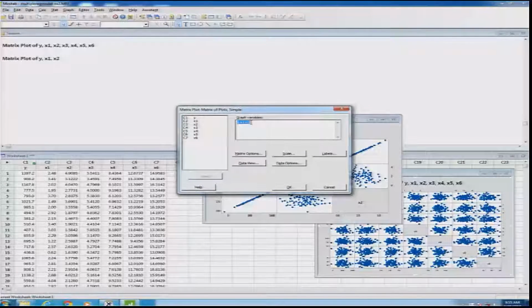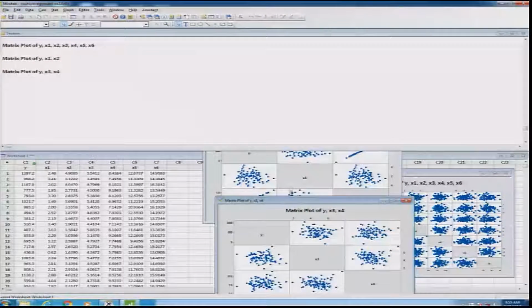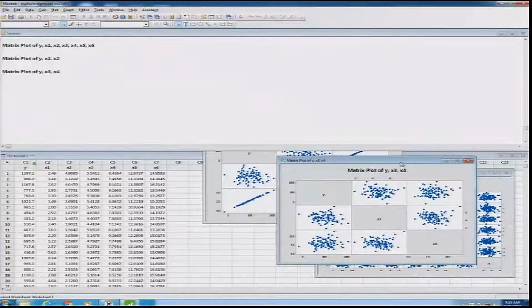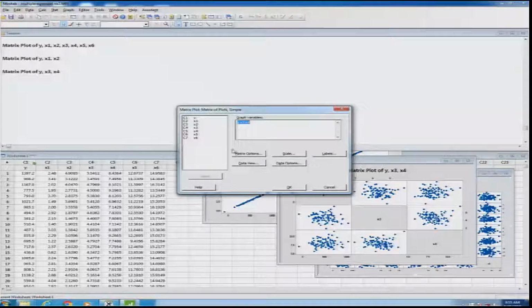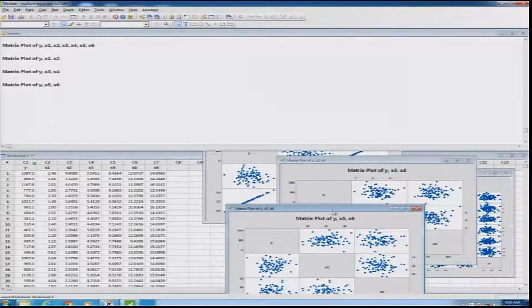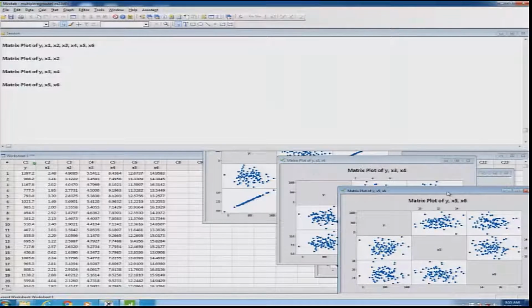Now I consider y with x3 and x4, and we get a plot like this one. Similarly, I make another graph with the variables x5 and x6, y versus x5 and x6. And I bring these graphs into a separate sheet so that we can discuss them later on.